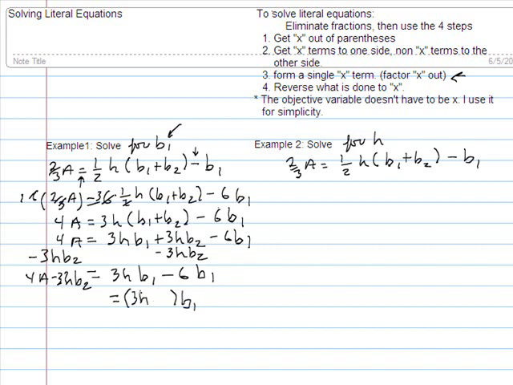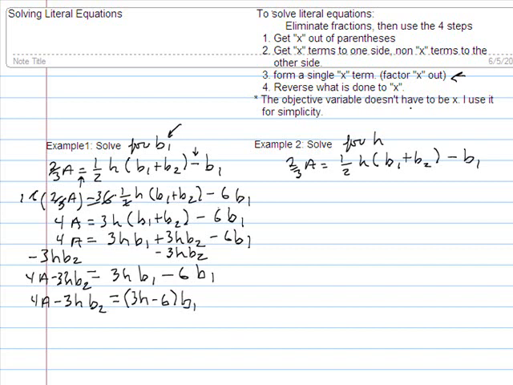So if I multiplied b1 back, I'd have 3h b1, and then if I wanted minus 6b1, I'd need a minus 6 right here. When I multiply back, I get minus 6b1, so I've done that step correctly. I didn't do anything on this side, so that's still 3h b2.